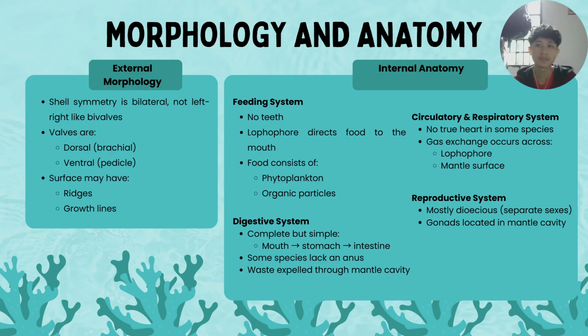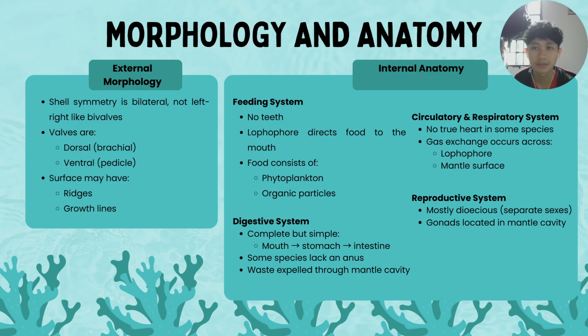So for the next slide, I will discuss the morphology and anatomy. The first one is external morphology. The first point is shell symmetry is bilateral, not left-right like the valve. The second one, valves are dorsal and ventral. The third one is surface may have ridges or growth lines.